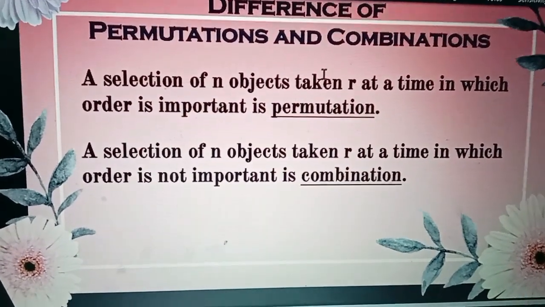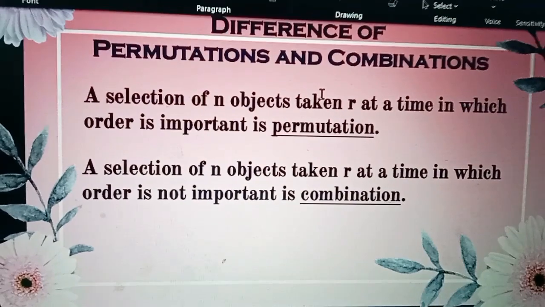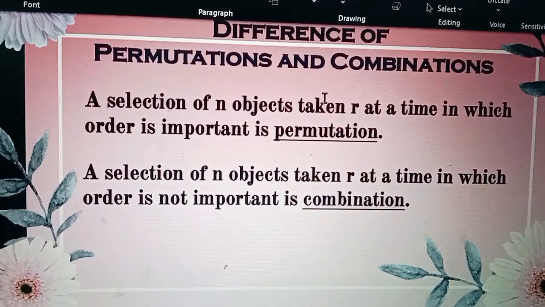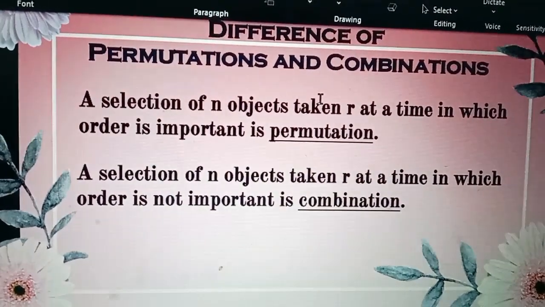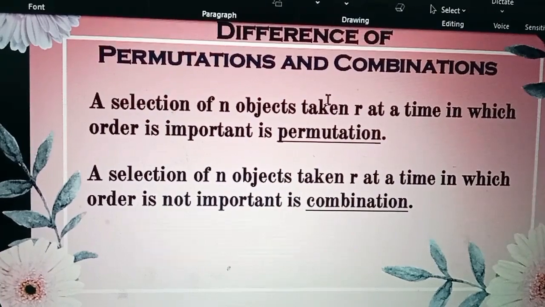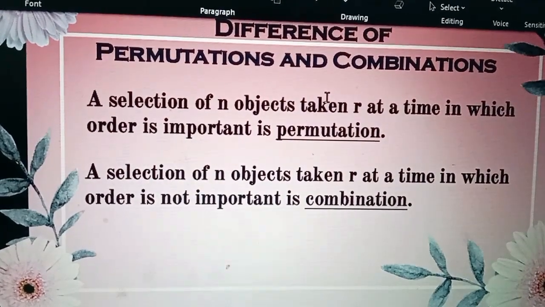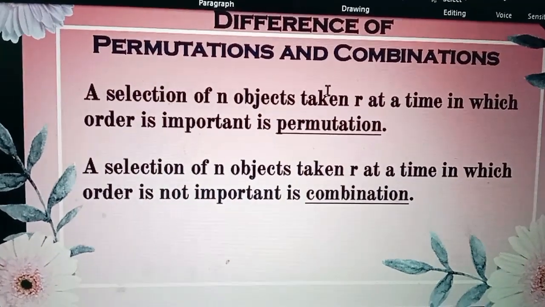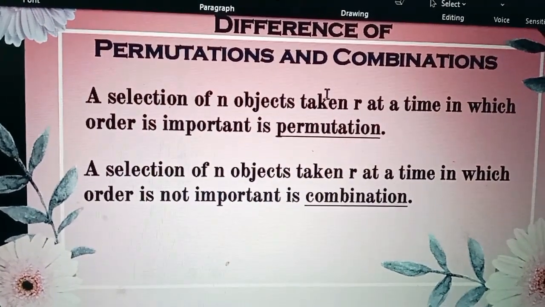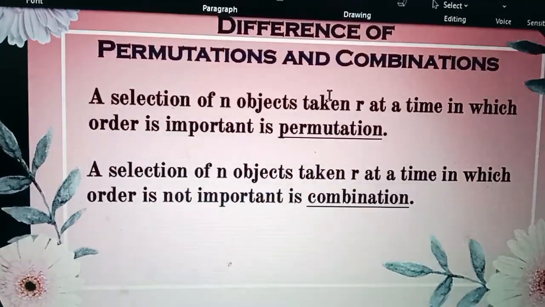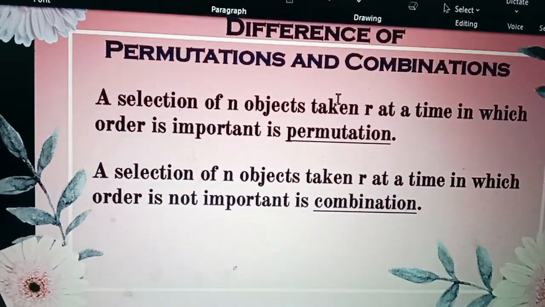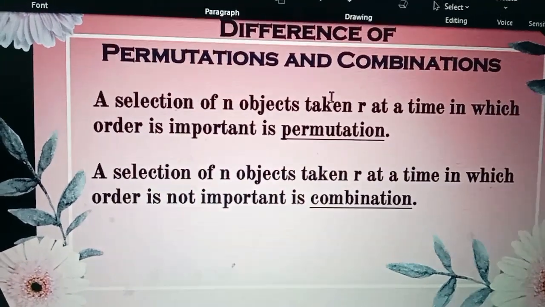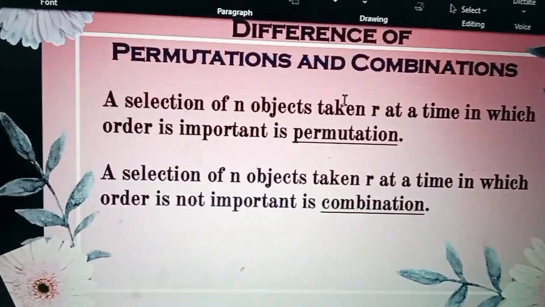Alright, so what are the differences between permutations and combinations? From the context of permutation, this is about an arrangement, while combination is about selection of objects. A selection of n objects taken r at a time in which order is important, this is permutation. So when order or arrangement is very important, this is permutation. A selection of n objects taken r at a time in which order is not important, this is combination.